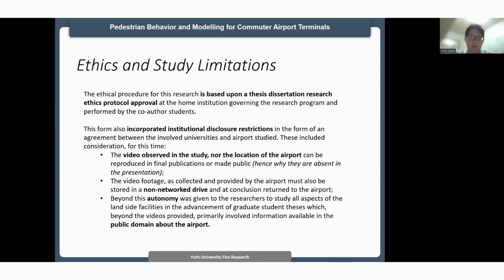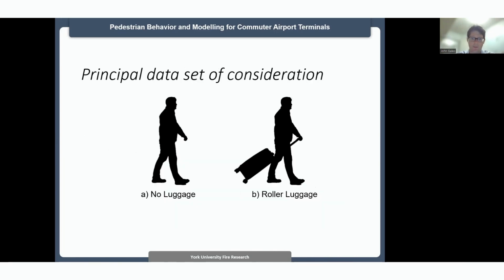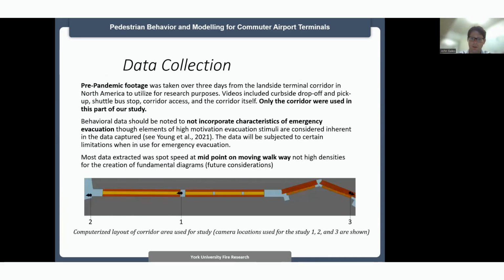As I mentioned, this is still fairly preliminary, and we can't disclose the location of the airport either, other than that it's in North America. Beyond this, we had quite a bit of autonomy to investigate what we wanted to in the study. And as I mentioned, roller luggage, or luggage in general, was a specific area that we had an interest in, looking into how people were using it or how this may be affecting their speeds.